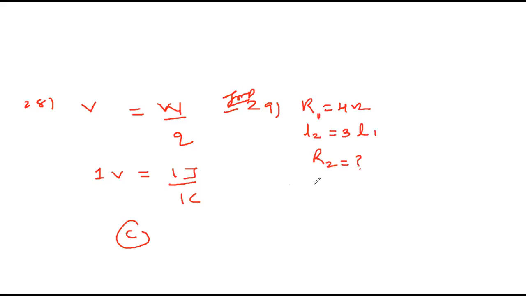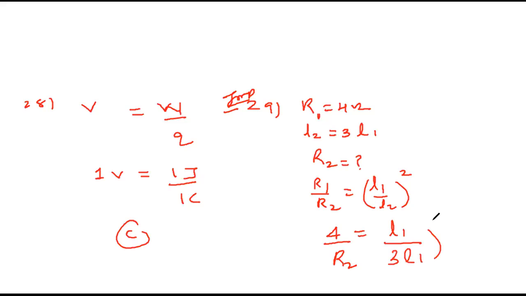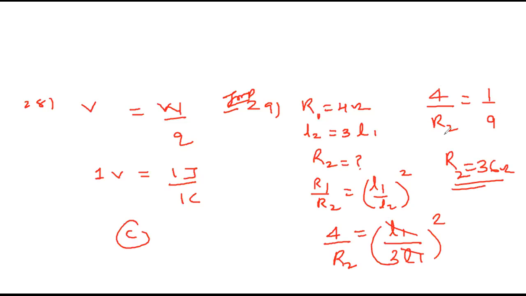Whenever a wire is stretched, we have 3 formulas. R1 by R2 is L1 upon L2 square, or A2 upon A1 square, or radius R2 upon R1 raised to 4. So 4 upon R2, with length L2 being 3L1, is 1 upon 3 square, which is 9. R2 is 36 ohms, option D.